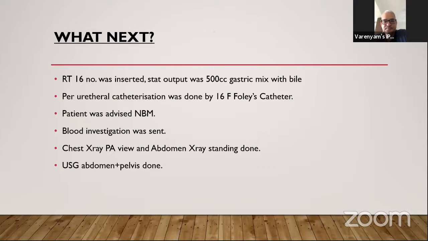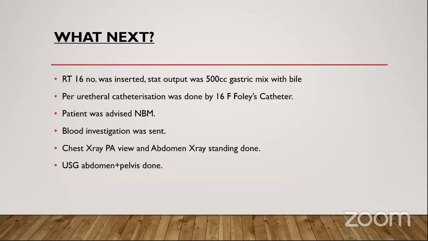Okay, next. What next? Fine. RT 500 cc gastric with bile. Ryle's tube number 16 was inserted, and the output was 500 cc gastric, which was mixed with bile. Per urethral catheterization was done. Patient was advised NBM. Blood investigation was sent, and chest X-ray.